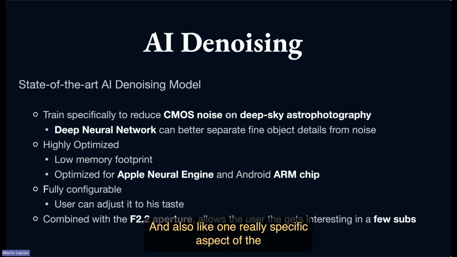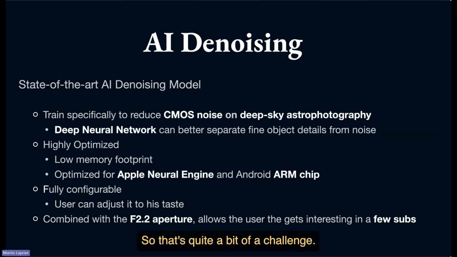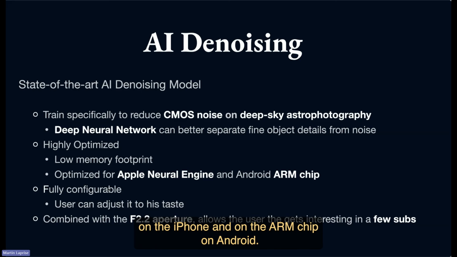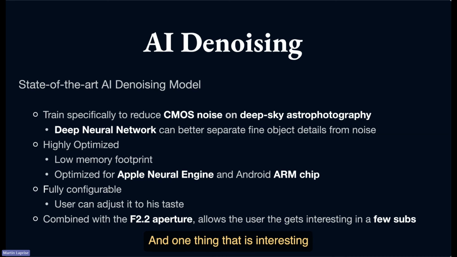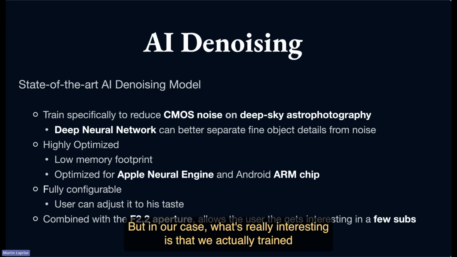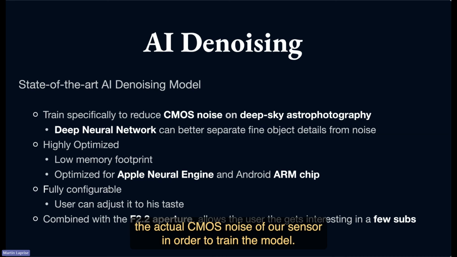And also, one really specific aspect of the deep learning that we develop is that it needs to run on a phone. So that's quite a bit of a challenge. So it's really well optimized to run on the Apple Neural Engine on the iPhone and on the ARM chip instructions on Android. There are other solutions that can remove noise using AI models, but in our case, what's really interesting is that we actually train the model on deep sky images by Celestron Origin, and we also use the actual CMOS noise of our sensor in order to train the model.